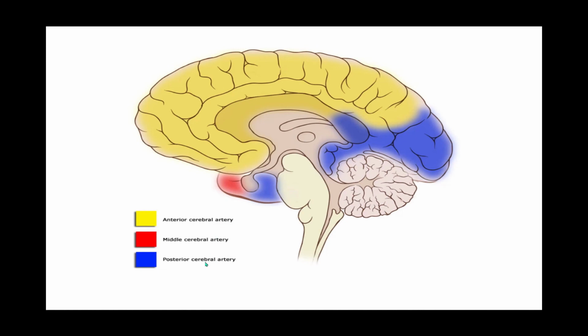So if the posterior cerebral artery becomes occluded, because it supplies the occipital lobe and the visual area, there could be loss of vision. Anterior cerebral can affect your motor function, mostly the lower limb, because it's the lower limb that's usually represented on the medial side of the primary motor cortex, and even loss of sensation in the lower limb.